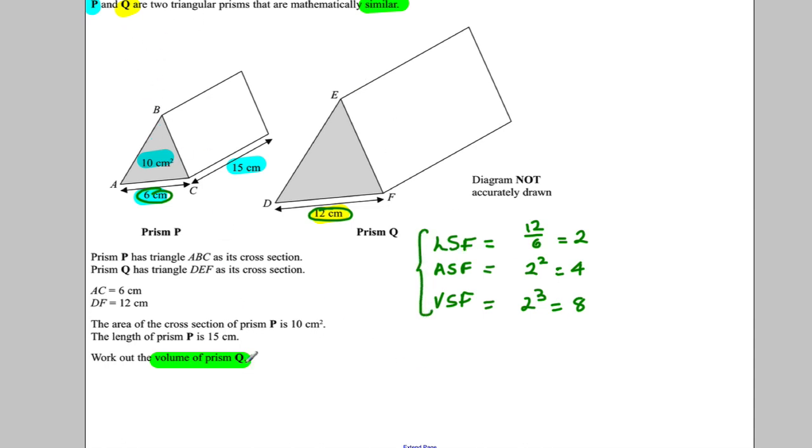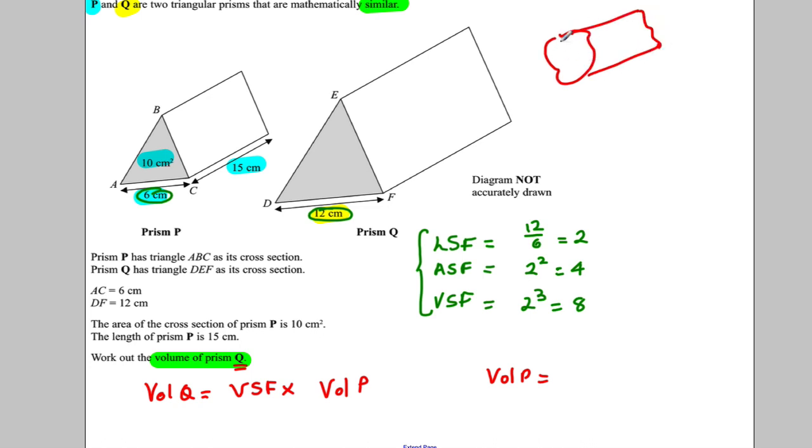Now, to get the volume of the big one, the volume of Q must be the VSF, the volume scale factor, multiplied by the volume of P. Now, we don't actually know the volume of P, but we can work out the volume of P because it's a prism. You should know that in your formula booklet it has a picture like this, and it says you can work out the volume of a prism by multiplying the area of the face by the height back. So here we've got the area of the face, which is 10. We can multiply it by the 15, so it's 150 centimeters cubed.